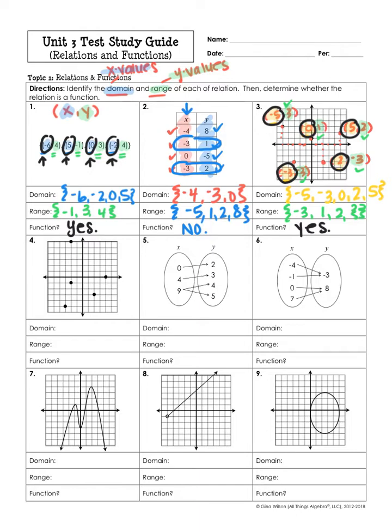For number 5, we're going to use the mapping to determine the domain and range. So remember, in our first oval here, those are our x coordinates. And the x coordinates are the domain. We just have to remember to write it in order from least to greatest. So it's already written in order from least to greatest, which is nice. So we have 0, 4, and 9.